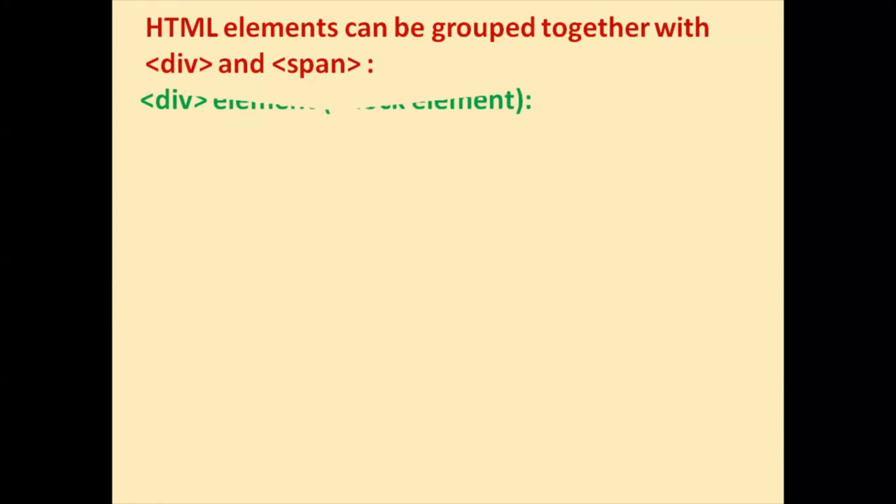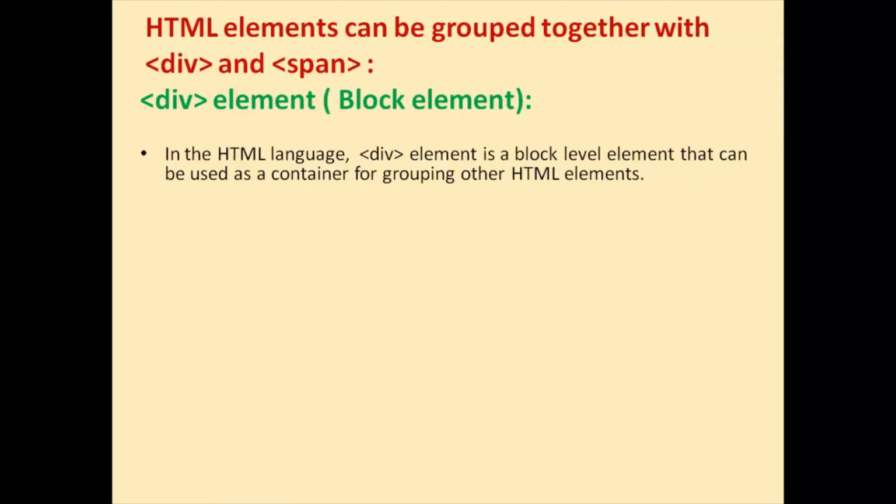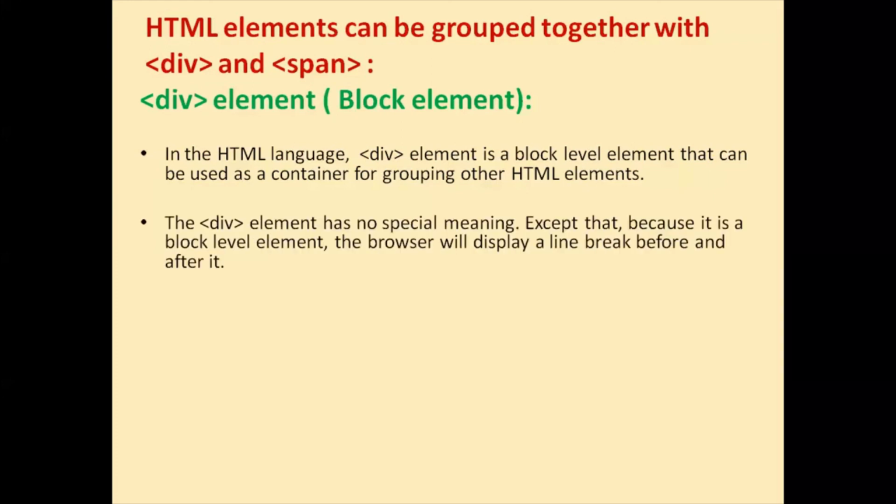And if you talk about the div tag, the div element is nothing but a block level element. So it generally gives a line break before the div tag and after the div tag. In the HTML language, the div element is a block level element that can be used as a container for grouping other HTML elements. Div has the capability of grouping other HTML elements within the div tag, so it can hold multiple elements within it. The div element has no special meaning, except that because it is a block level element, the browser will display a line break before and after it.